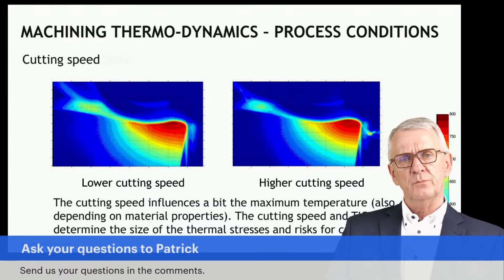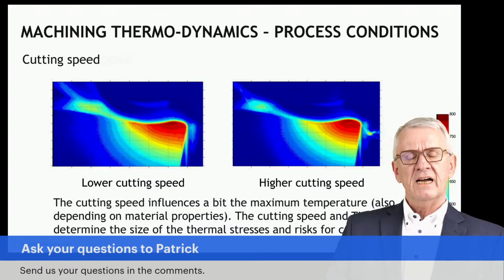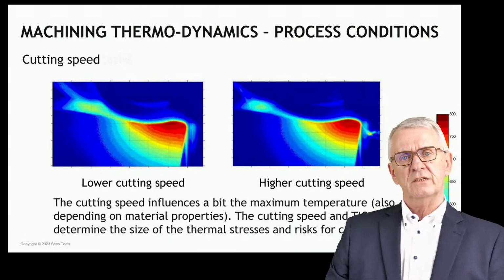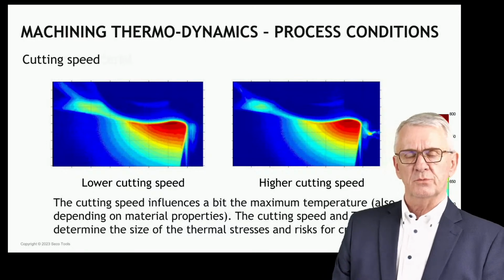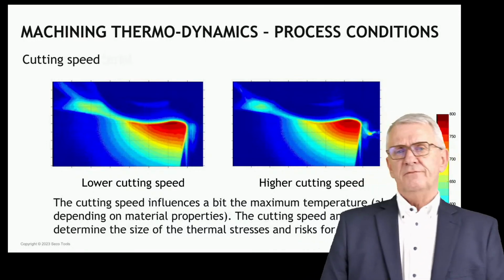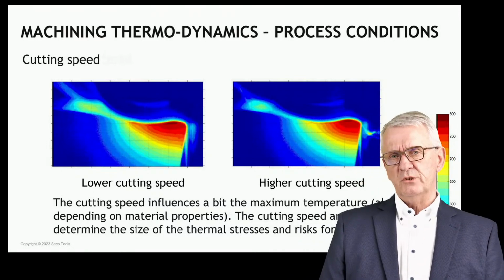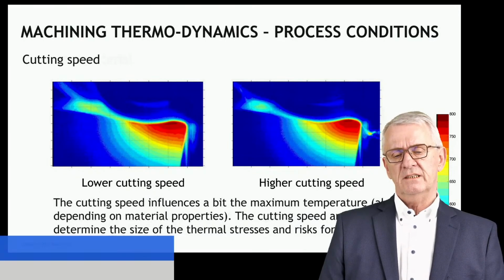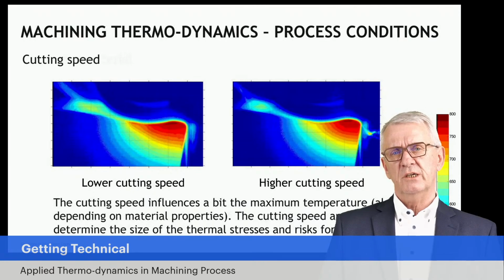Now I take one workpiece material and I machine it to the left with a lower cutting speed and to the right with a higher cutting speed. And you see, first of all, that the maximum temperatures are more or less the same. And this is a bit the question I asked in the beginning also.